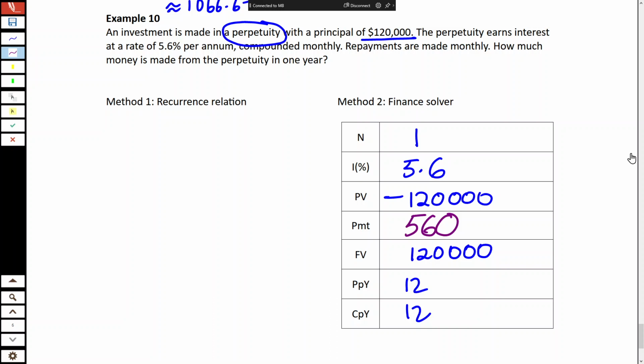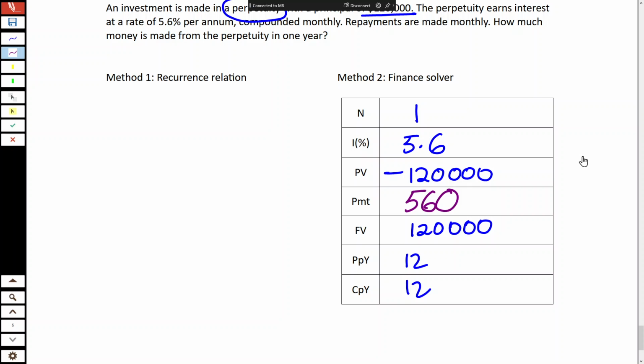Alright, so we've got a positive value for the payments. Does that make sense? Yes, because the bank is paying me back. So the bank is paying me 560. I get money, positive. I'm happy.